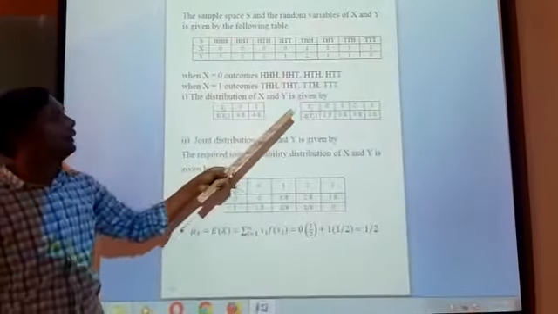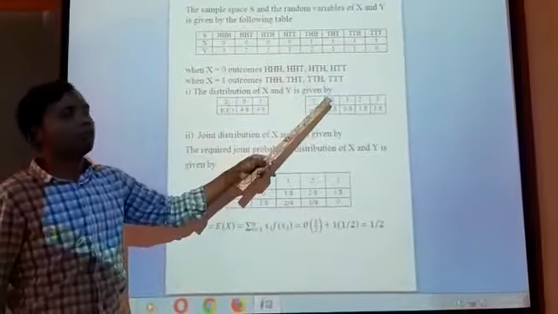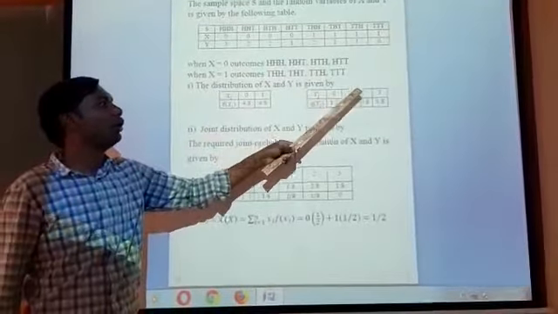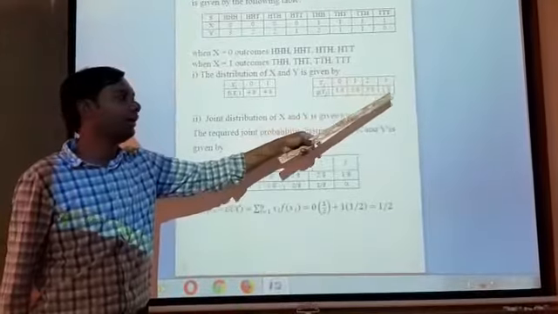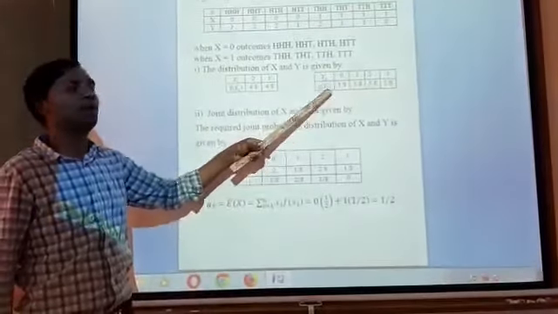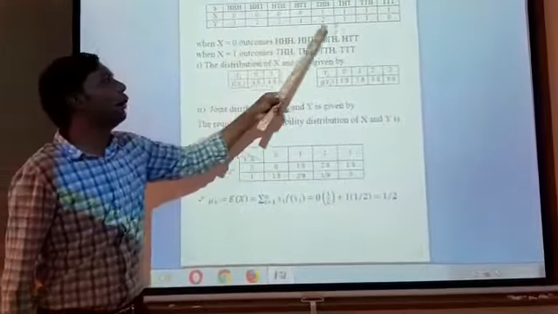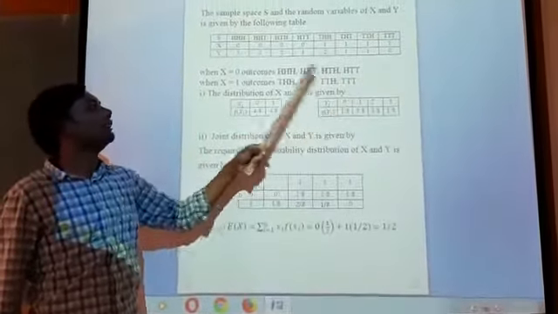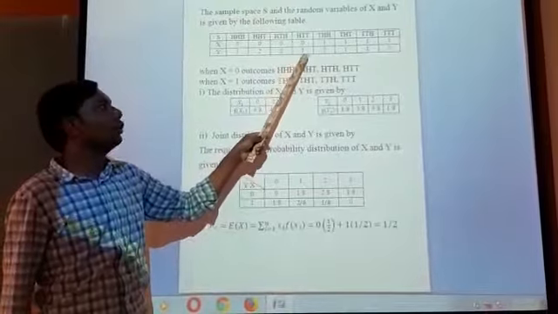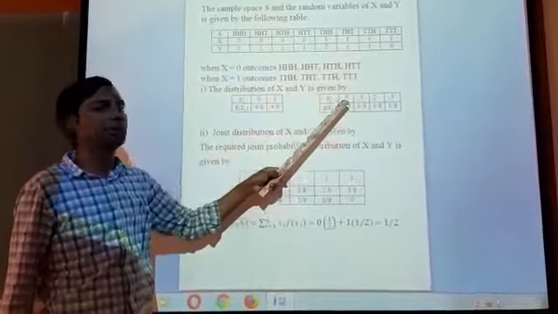So 4 by 8. Similarly in the y column we get 0, 1, 2, 3. These denote no head, 1 head, 2 head, 3 head. So how many heads are there? G of y we check. 0 head means out of 8 possibilities only one 0 is there, so 1 by 8. How many 1 head is there? 1, 2, 3. So there are 3 possibilities out of 8.